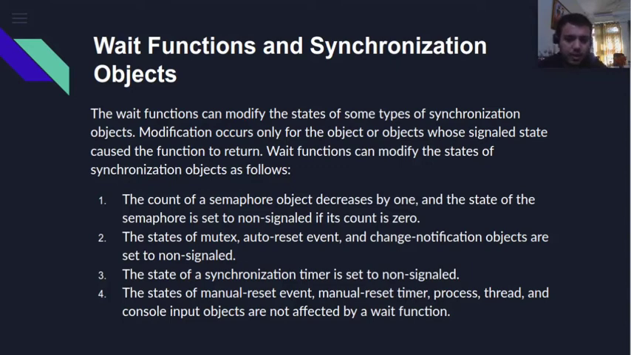For example, the count of a semaphore object decreases by 1 and the state of the semaphore is set to non-signaled if its count is 0. The state of a synchronization timer is set to non-signaled. The states of manual reset event, process, thread, and console input objects are not affected by a wait function.